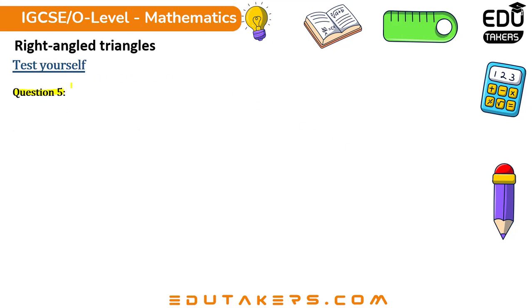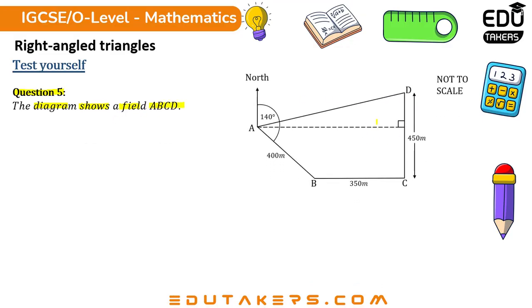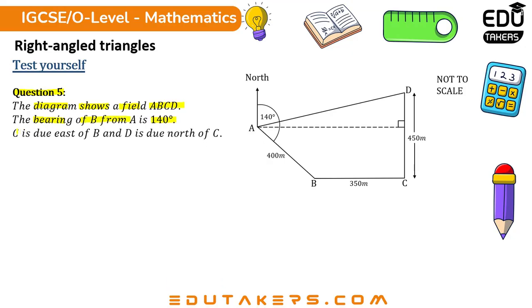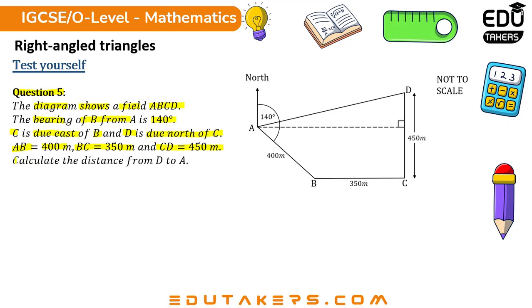Question 5. The diagram shows a field ABCD. The diagram is drawn. The bearing of B from A is 140 degrees. C is due east of B and D is due north of C. AB is 400 meters, BC is 350 meters and CD is 450 meters. Calculate the distance from D to A. It's a 6-mark question.